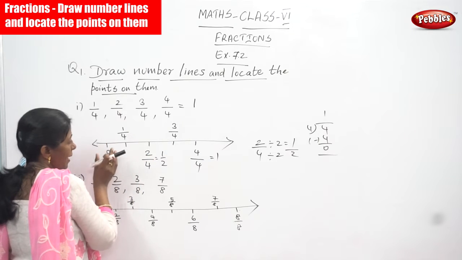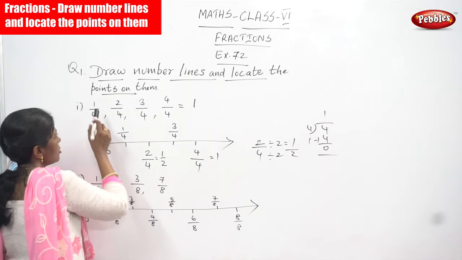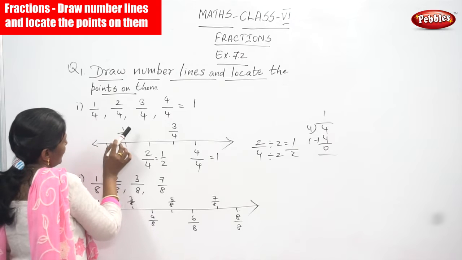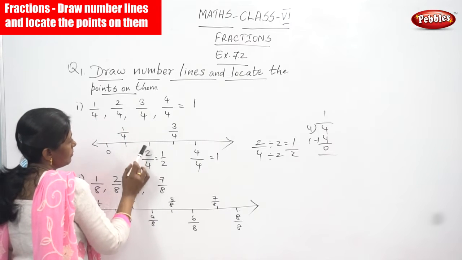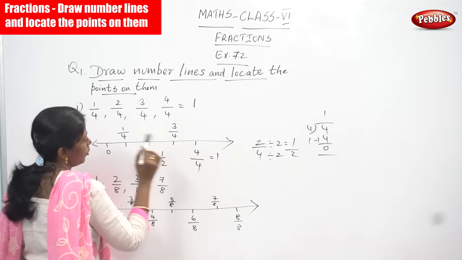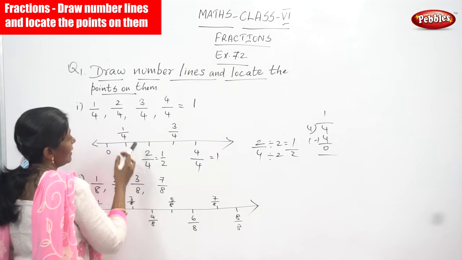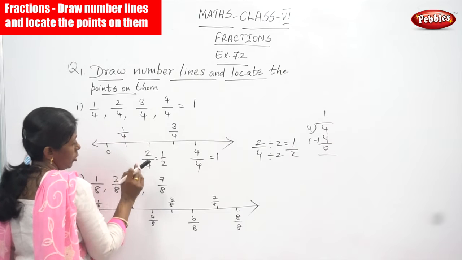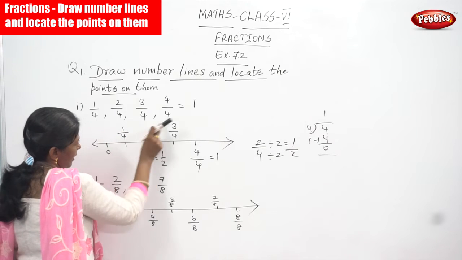So you have to mark the points within 0 to 1. You have to see only the numerator, not the denominator. So 1 is an odd number and 3 is an odd number. Of course, I mark all the points on the number line, but because I just want to show the difference, only the odd numbers I marked above the number line. That is, only the odd points 1 by 4 and 3 by 4.